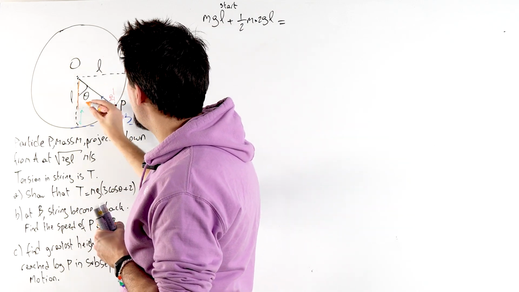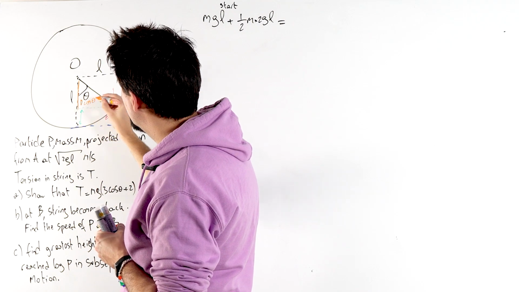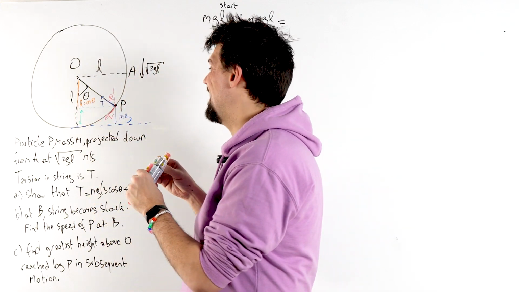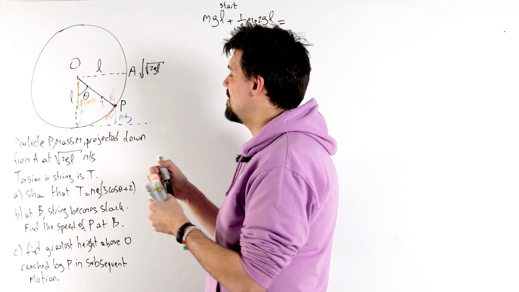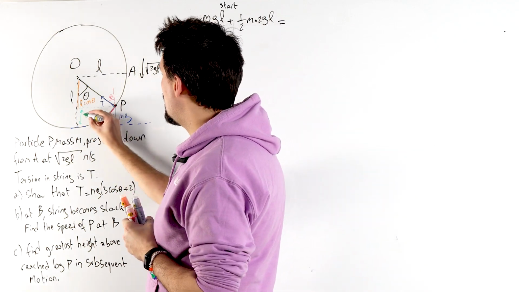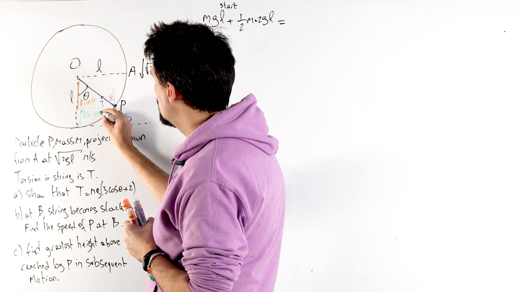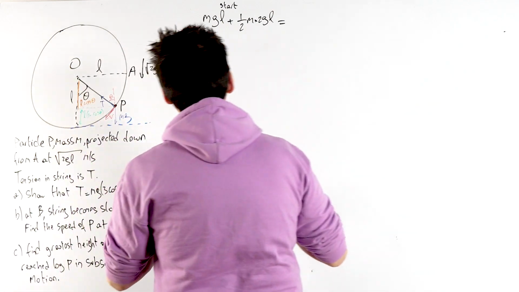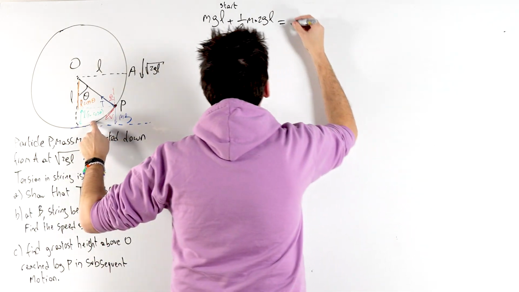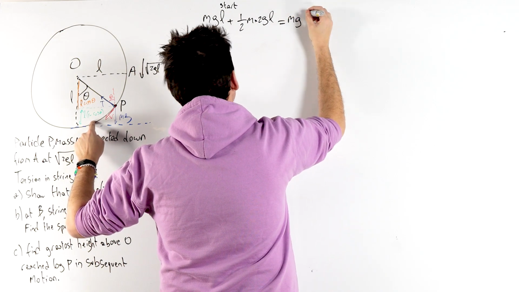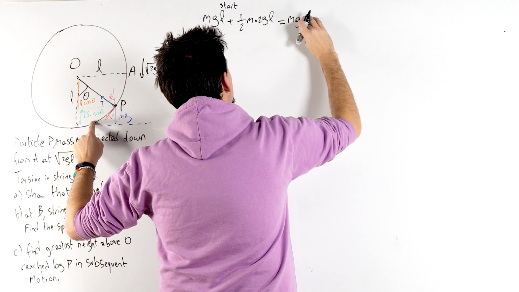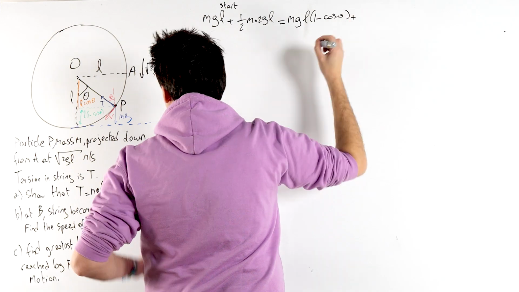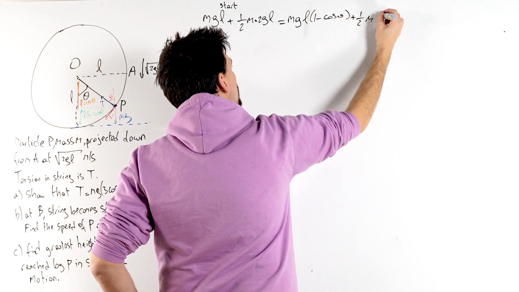I know that that length there is L cos theta. That tells me that that height there is L times (1 minus cos theta). So how much kinetic energy do I have? I have potential energy, mgL(1 minus cos theta), plus half mv squared.